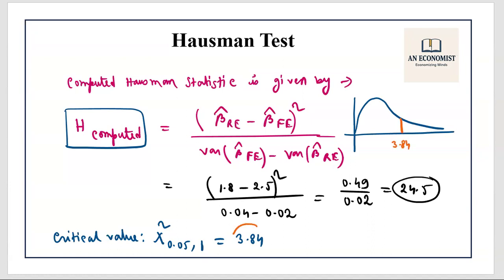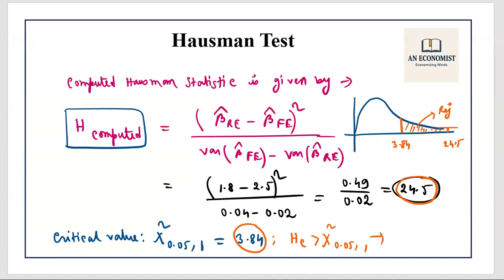This is the critical value that you are getting. But the computed value is way more. 24.5 is somewhere here, right? Way more, in the rejection region. This is in the rejection region. So what we can say here is that 24.5, or let me write, H computed is greater than H critical basically.